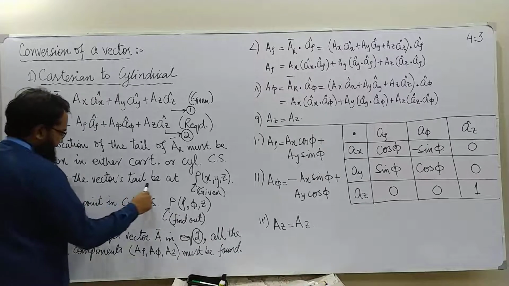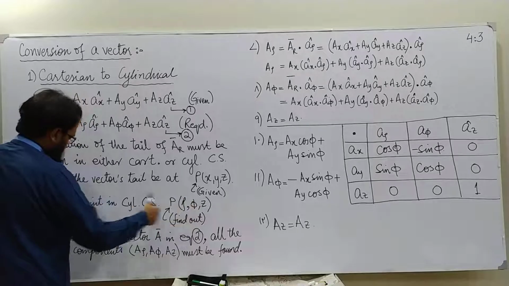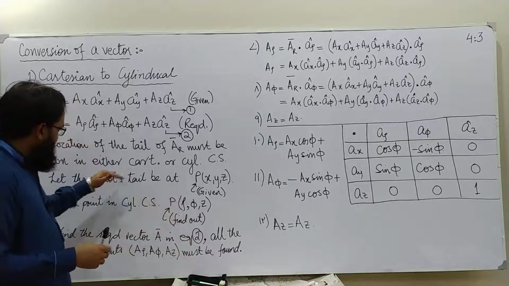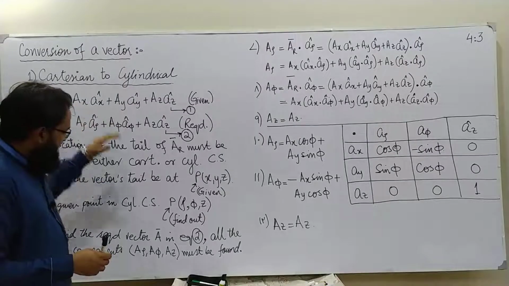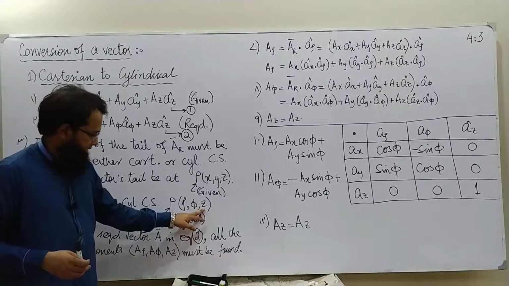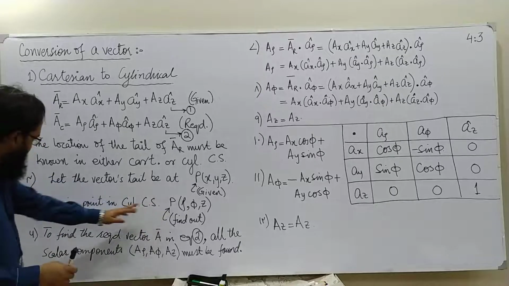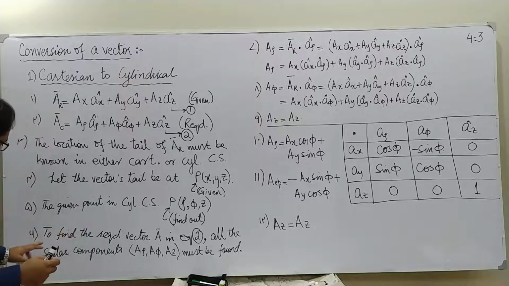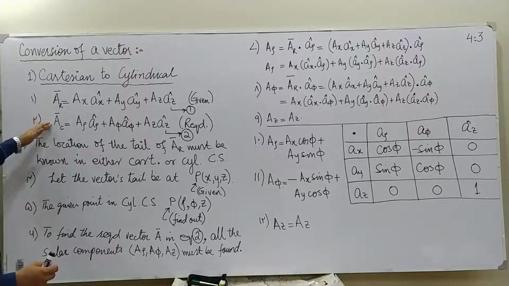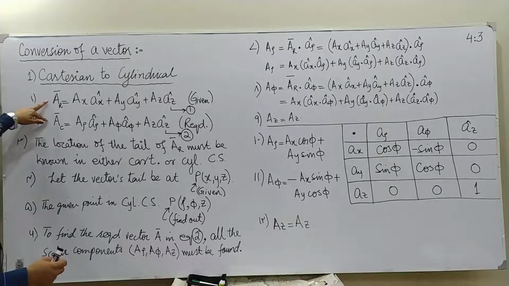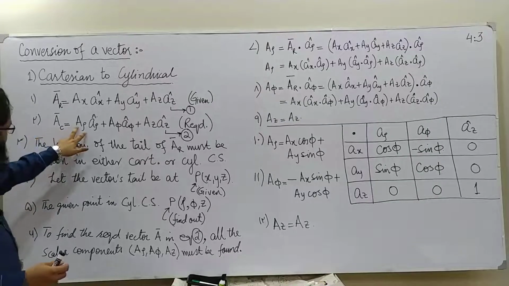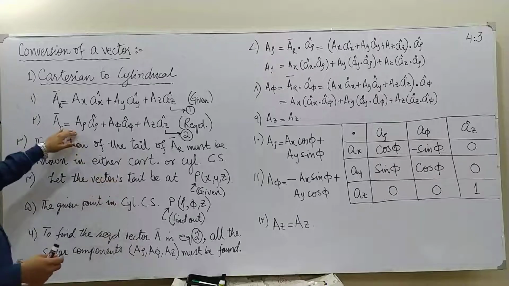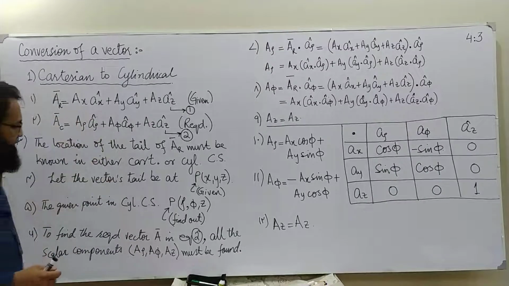If the given point is already in cylindrical coordinate system, then we don't need to do step number 5, because what we need is a point which locates the tail of the given vector, and that point must be in the cylindrical coordinate system. So if it is already given, we don't need to perform step number 5. Then, once we have found this point, what it actually means to convert a vector from one coordinate system to another is simply to find out the scalar components a rho, a phi, and az somehow, and replace those values in equation number 2, and you will find what you are looking for.